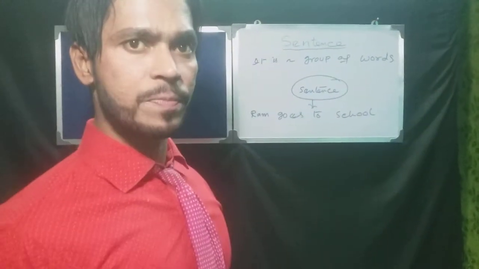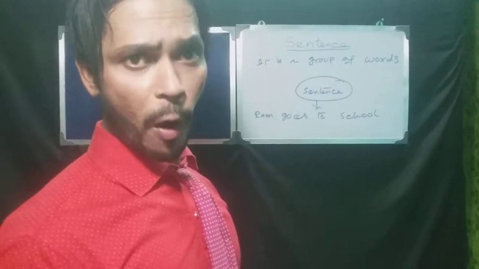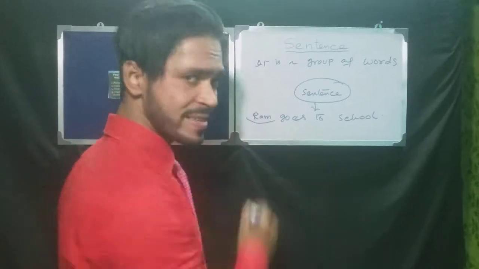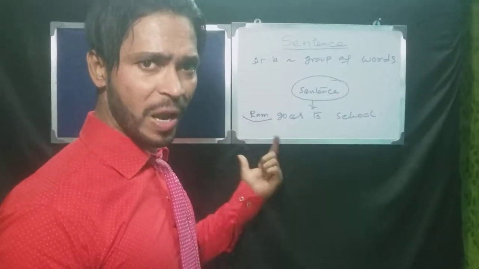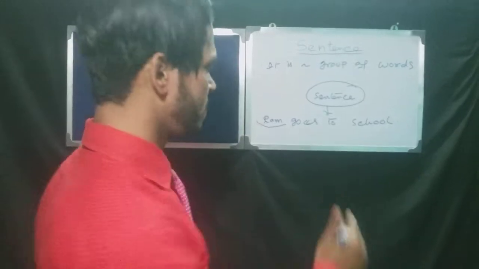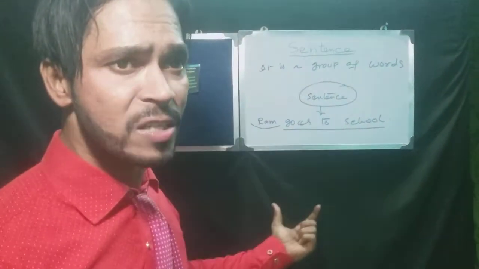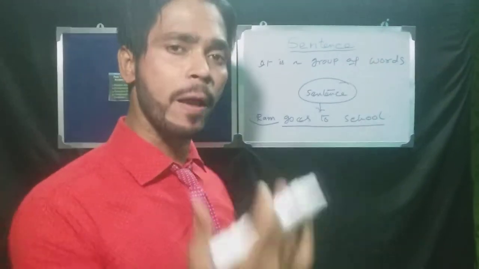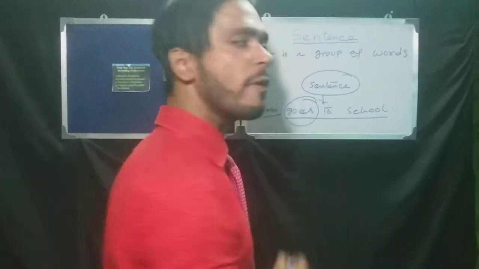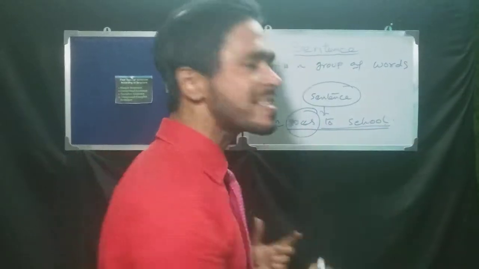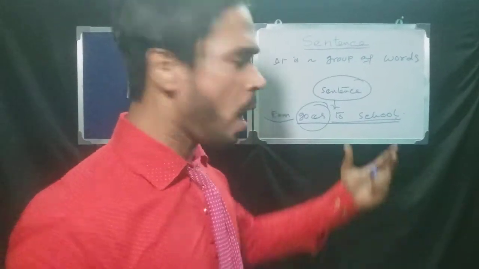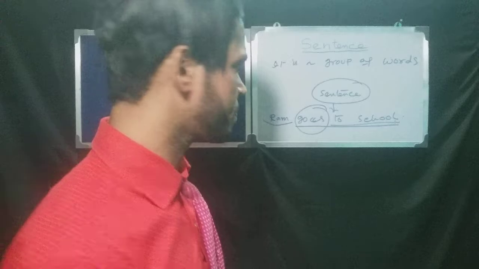"Ram goes to school." Here is a sentence. It's a group of words. Ram is the subject of the sentence because Ram is the doer of action. And the remaining part of the sentence is called the predicate. Here is a combination of verb and object. It's stating a statement about the subject.